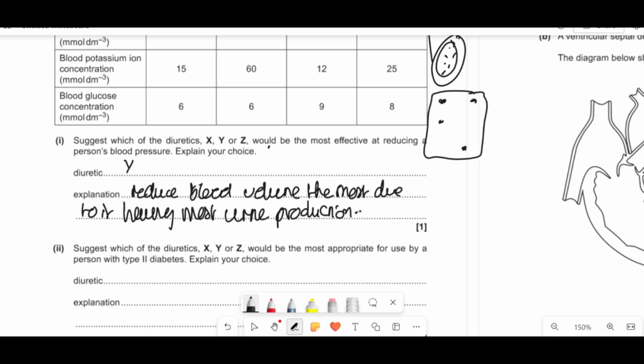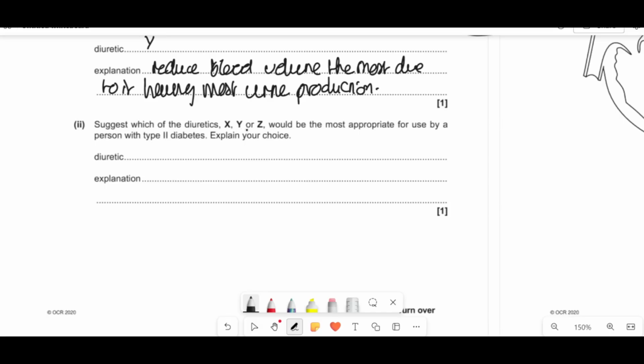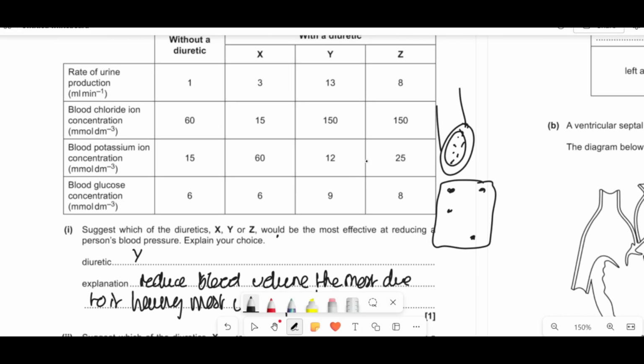There you go. So then it says, which of the diuretics X, Y, Z would be most appropriate for use by a person with type 2 diabetes, and explain your choice. So we want them to pee more, that's the whole point, but type 2 diabetes is a problem where you have too much blood glucose because your insulin receptors are less responsive to insulin, right? So if we have a look, we need to make sure that they're actually peeing, right? So it's going to be one of X, Y, and Z, but we want to make sure that the blood glucose isn't getting fumbled around with.